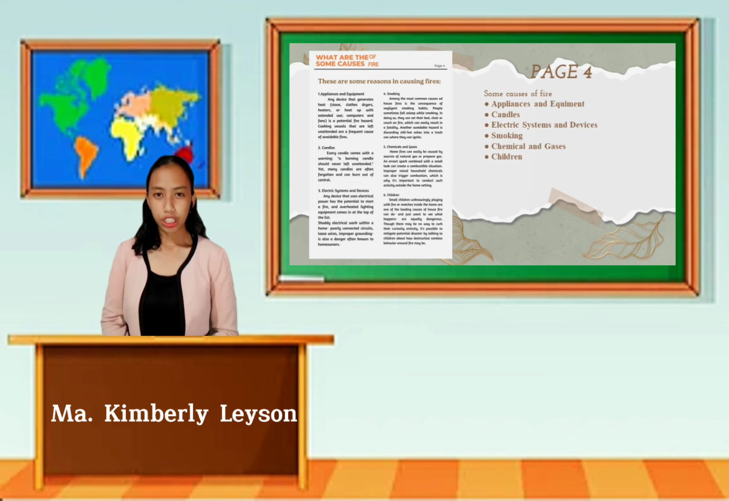And the last one is children. Small children unknowingly playing with fire or matches inside a home are one of the leading causes of house fire. Though there may be no way to curb their curiosity entirely, it's possible to mitigate potential disaster by talking to children about how destructive careless behavior around fire may be. Like the warning on matches, keep away from children, because they may play with it, unknowingly that it is dangerous.